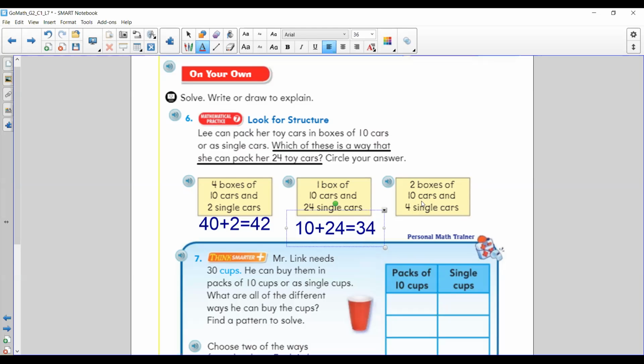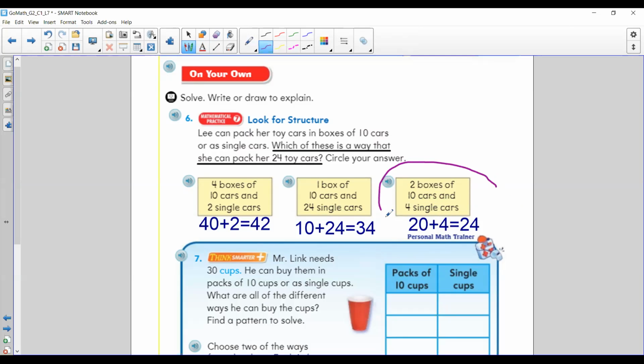How about 2 boxes of 10 cars and 4 single cars? Well, 2 boxes of 10, 10, 20. 20 plus 4 equals 24. So which one do you think shows 24? Well, if you pick this one, you are correct. 2 boxes of 10 cars plus 4, that equals our 24.